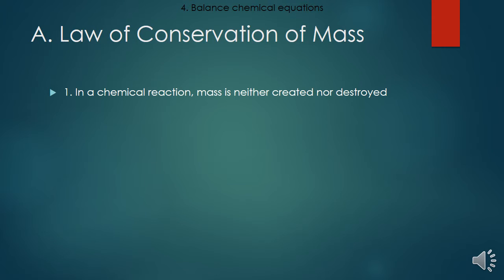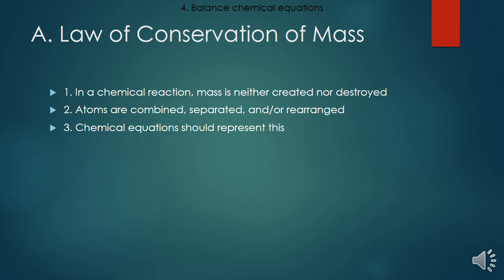What the law of conservation of mass tells us is that in any chemical reaction, the mass is neither created nor destroyed. Another way of looking at that means that the atoms that are in the reaction are either combined, separated, or rearranged, or a combination of those. And thus, a chemical equation should represent this. In other words, whatever atoms we start with on the reactant side, we have to end with on the product side. We can't lose any atoms as we go to the products. Likewise, we can't gain atoms going to the products.